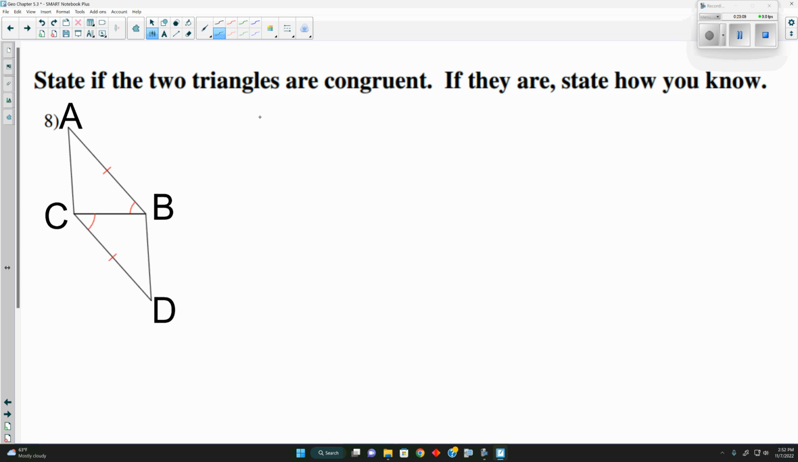If the two triangles are congruent, state if they are. If they are, state how we know. Now, when we look at this here, do we have two sets of congruent sides? Yeah. Because we have AB and what's the other, guys? What's the other set of congruent sides? CB, which is congruent to itself, yes?